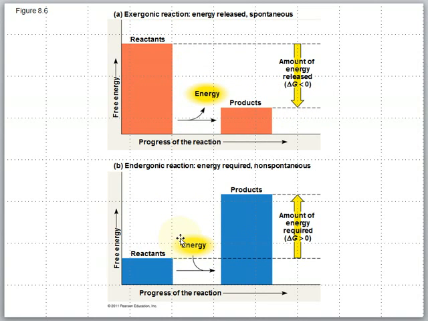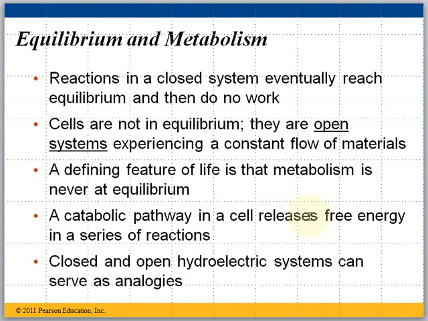Down here we have an endergonic reaction. This one requires an input of energy. The reactants start with a low amount of free energy. Energy is put into the system, and the products end up here with a higher amount of instability and free energy, and this required an input. So the free energy available has gone up, and so the change in G is greater than zero. It's in the positive. Reactions in a closed system will eventually reach equilibrium, and then you're done.